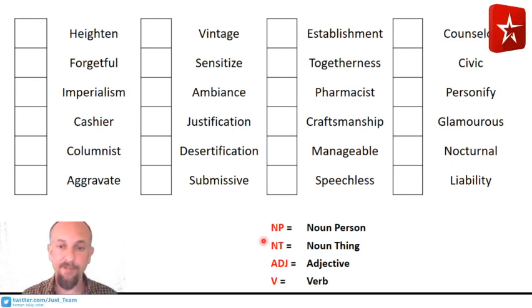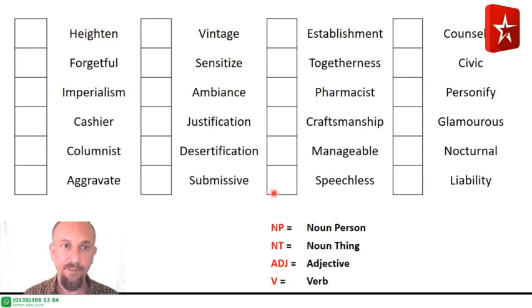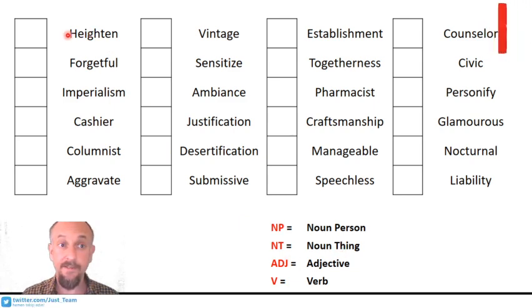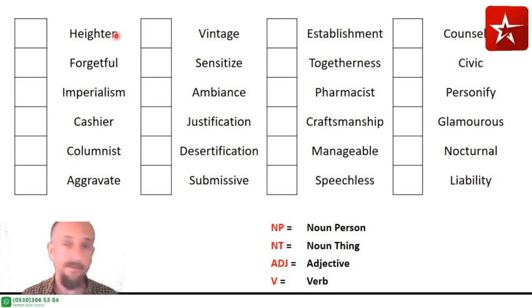So down here we have noun for people, we have noun for things, we have ADJ, which means adjective, and here V for verb. So we're going to start with heighten. What do you think heighten is? Is heighten a noun used for people? Is heighten a noun used for things? Is heighten used for adjectives? Or is it used for verbs? We're looking at this suffix here, en. I'll give you a couple of seconds to think about that.